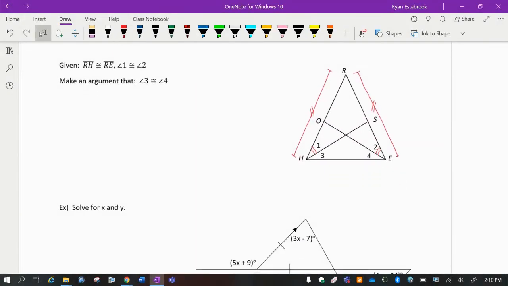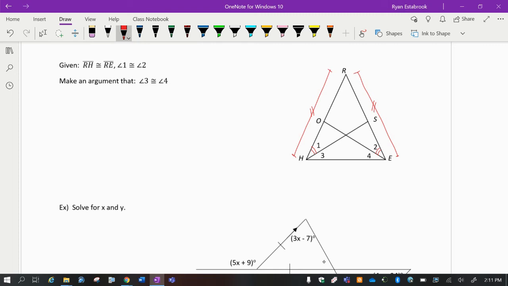Next example is an argument, not a full-blown proof, but an argument. We want to make an argument that angle 3 is congruent to angle 4. Take a look at the drawing, think about some strategies that you might use, maybe pause and try to do some steps on your own. When you're ready, you can come back to the video.